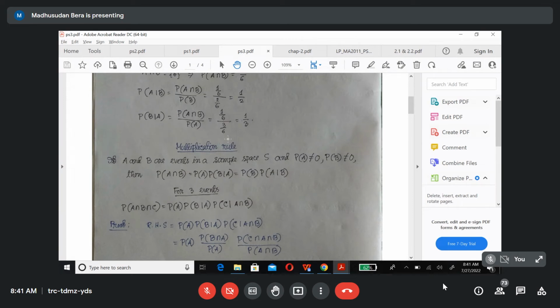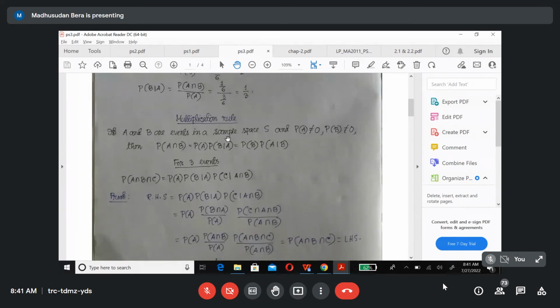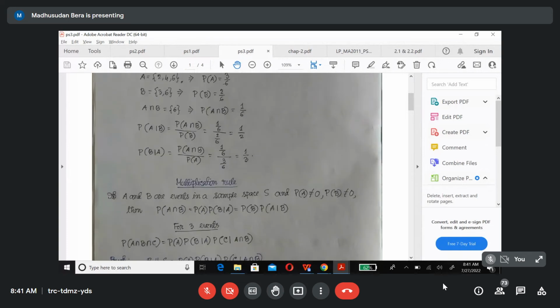Similarly, for 3 events, it is given. So just from the definition, it is coming. P of A intersection B is P of A into P of B given A. For 3 events, how can we write P of A intersection B intersection C?